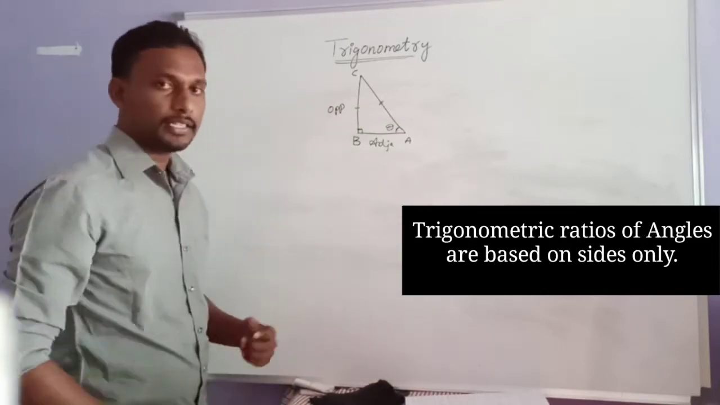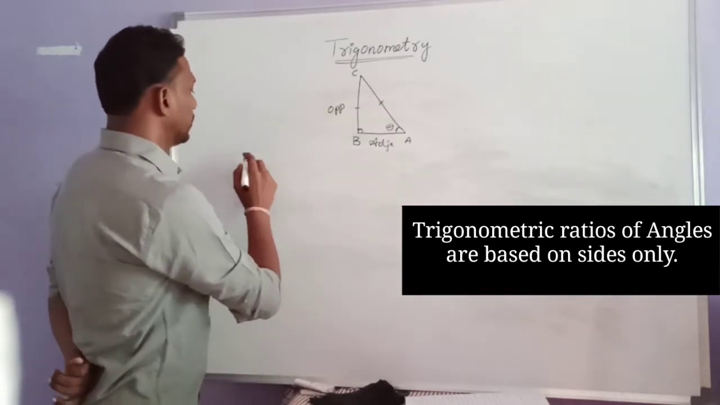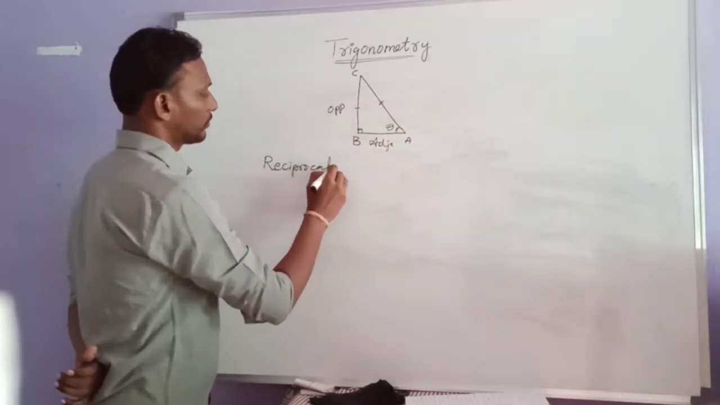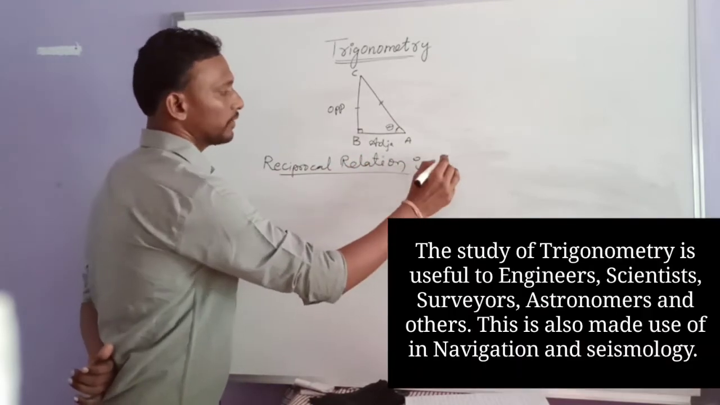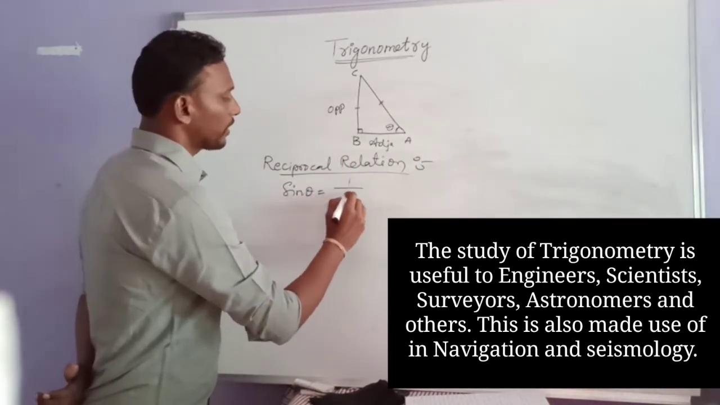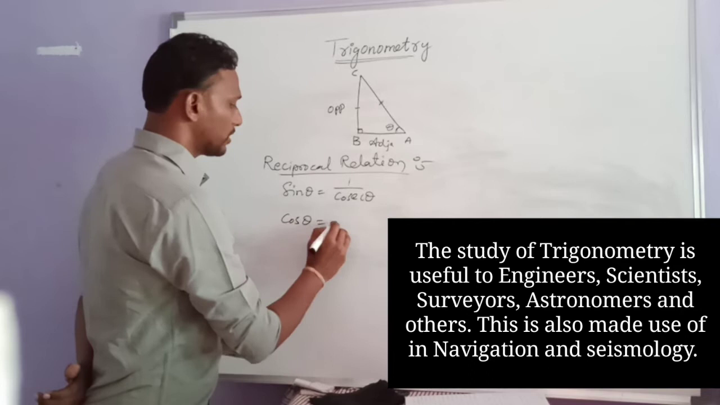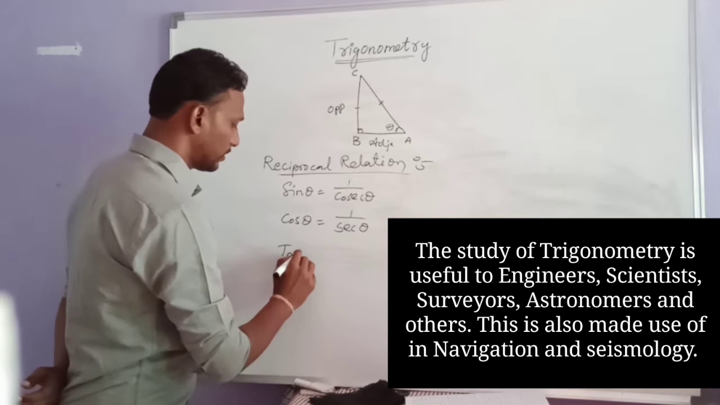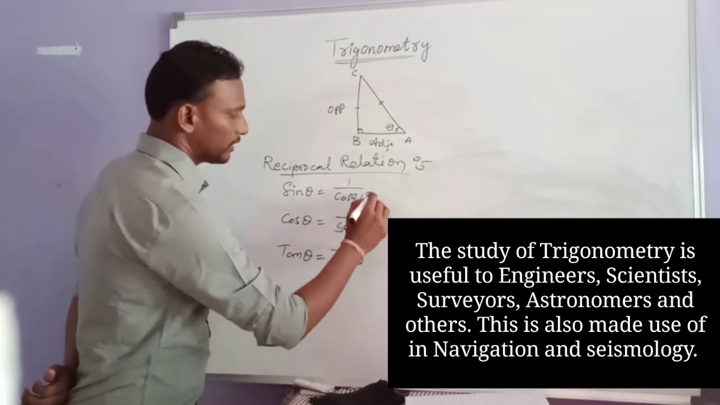So this is the reciprocal relation. We can say reciprocal relation. So once again I am writing here broadly: reciprocal relation for the trigonometric ratios, right? So sin theta is equal to 1 by cosec theta, cos theta is equal to 1 by sec theta, then tan theta is equal to 1 by cot theta, right?